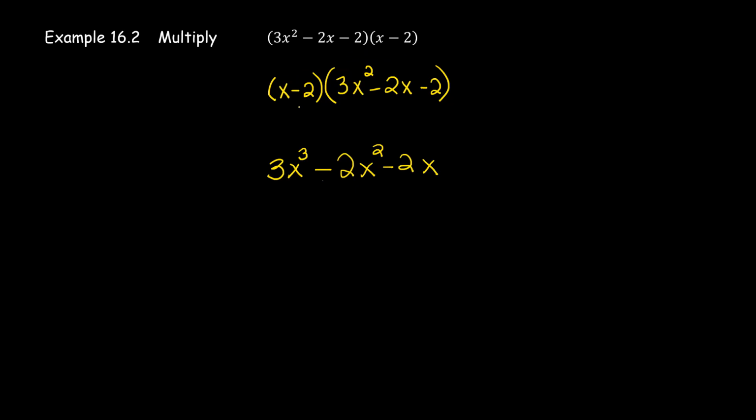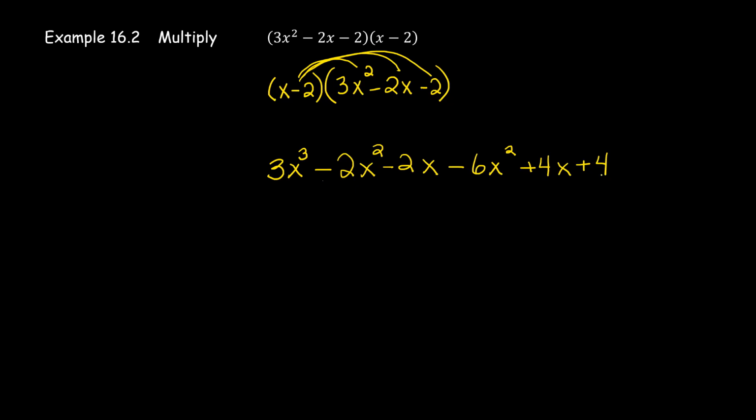And next I'm going to do this negative 2, so minus 2. Minus 2 times 3x squared is going to be minus 6x squared. Minus 2 times minus 2x is going to be positive 4x. And then negative 2 times negative 2 is going to be positive 4. So I distributed the x, I distributed the negative 2, and now I'm going to add my like terms.